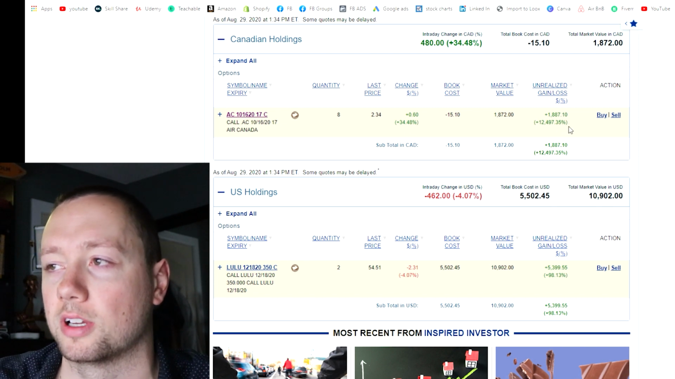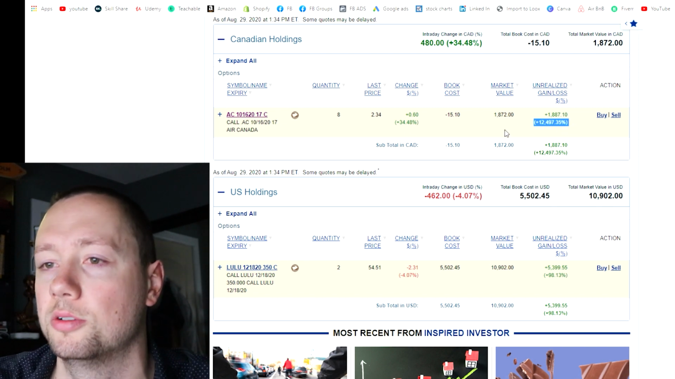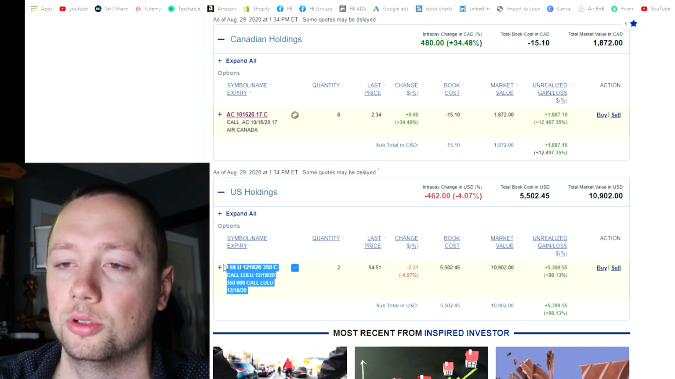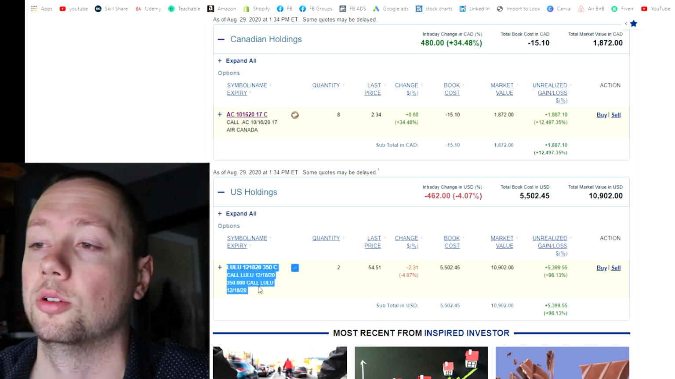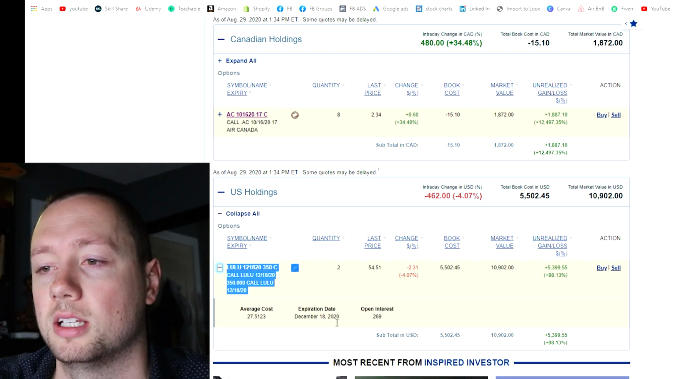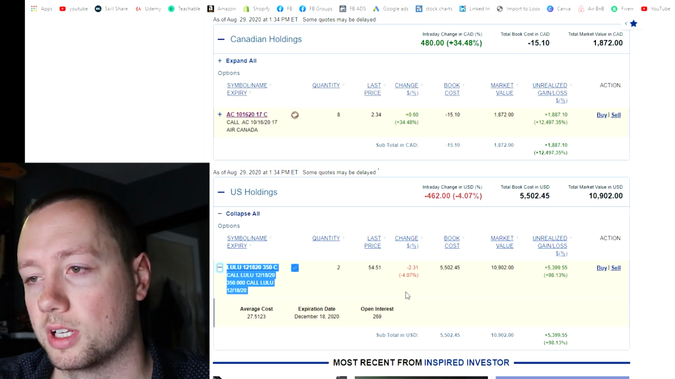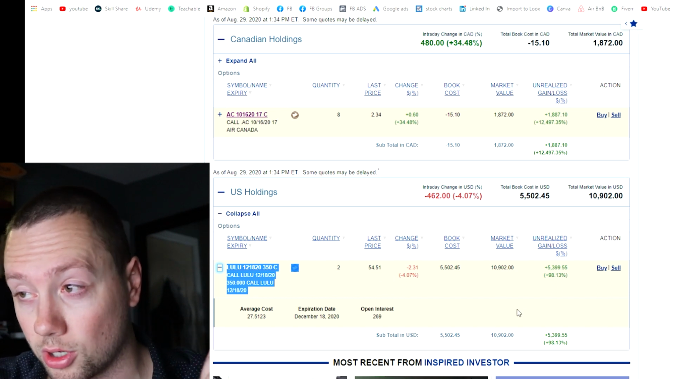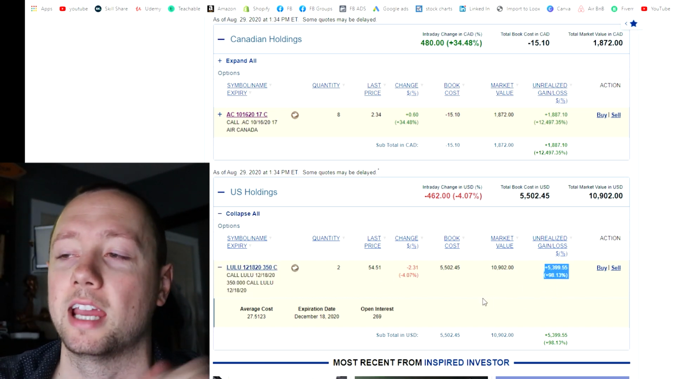So this is just profits right now. That's why this profit number is so skewed. And then my second position is with Lululemon. I have call options on Lululemon that I purchased at the beginning of this month. They expire December 18th, 2020, and my average cost was $27. They are currently at $54. We are up 98% on this.